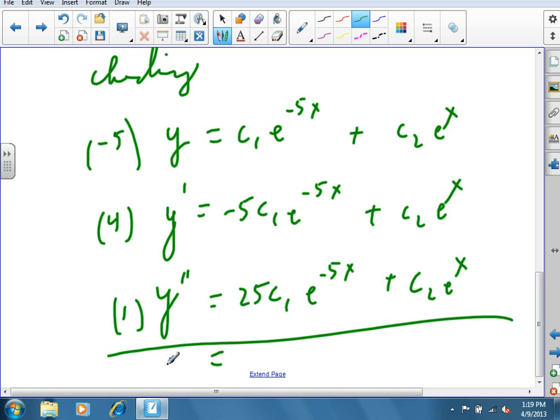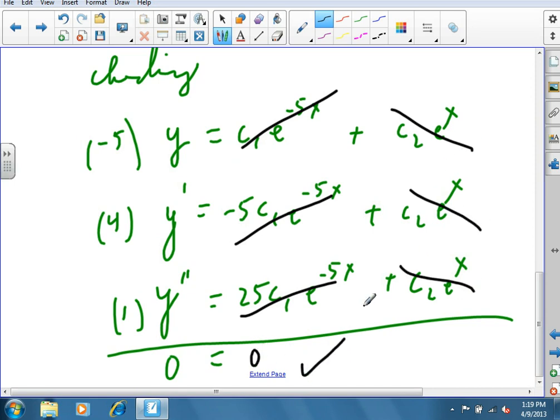And when I get done, I want to have 0. Okay, so I've got minus 5c1, minus 20c1, plus a 25c1. Those guys go away. I got minus 5c2, plus 4 plus 1. Those guys go away. 0 is equal to 0. I check.